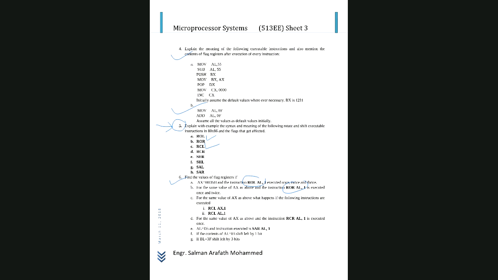So let us start. What do we mean by these instructions ROL, ROR, RCR, all these instructions? I will first give you the full forms. ROL means rotate left. Okay. ROR means rotate right. RCL is rotate through carry left. RCR means rotate through carry right.